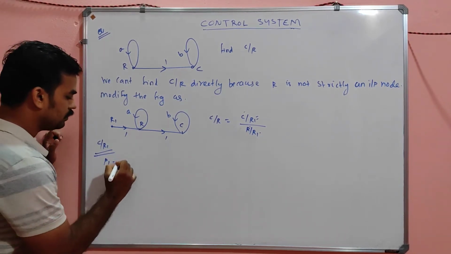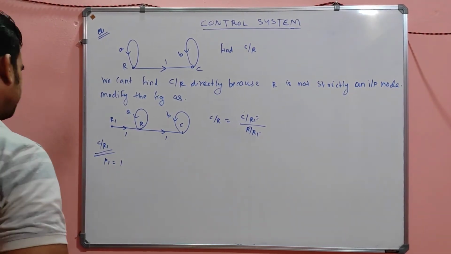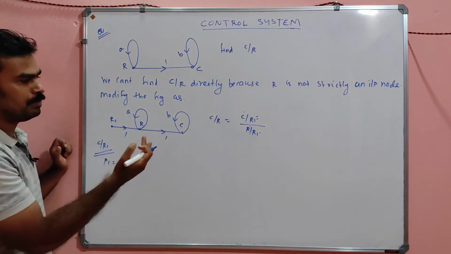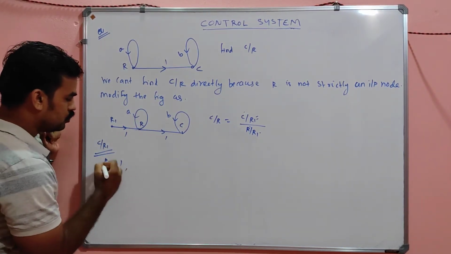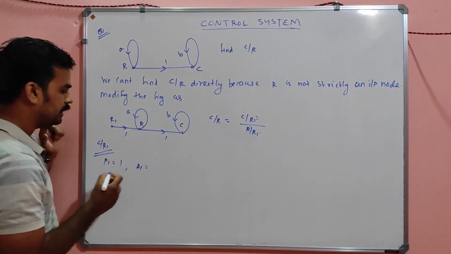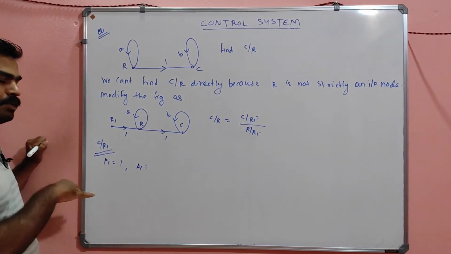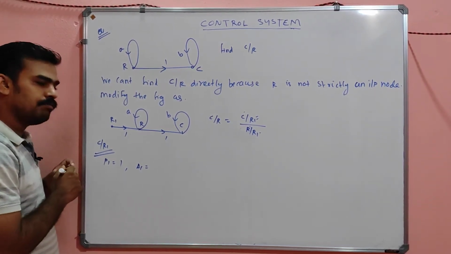Okay, it's only 1, correct? And is there any P2, my dears? No, there is only 1 forward path here, all others are loops. So P1 means correspondingly del 1 will also be there, correct? For finding del 1 we have to know del, and before that we have to know the loops.